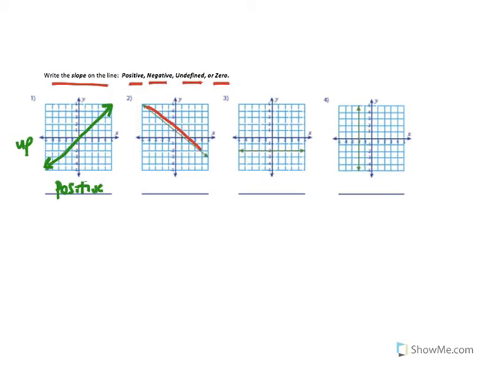In the next one, the line goes down. If the line goes down, we call it negative slope. In this one, the line is flat. When the line is flat, we call it 0 slope. And then in this one, the line goes straight up and down. If it's up and down, we call it undefined.